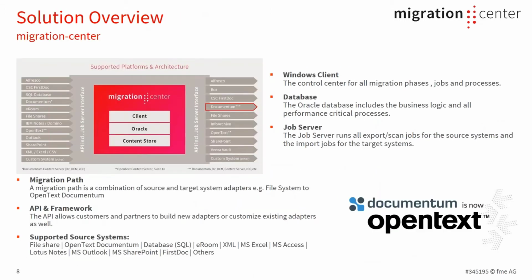If we look a little bit more into the details of Migration Center, you can see that it mainly consists of 3 different main components. There is the Windows client on top, which is the control center for all migration phases, jobs, and processes. There is a central database in the middle, which handles the business logic and all performance-critical processes. And last but not least, there is the job server, a Java server which runs on different operating systems, and this job server handles the import and export operations during your migration project.